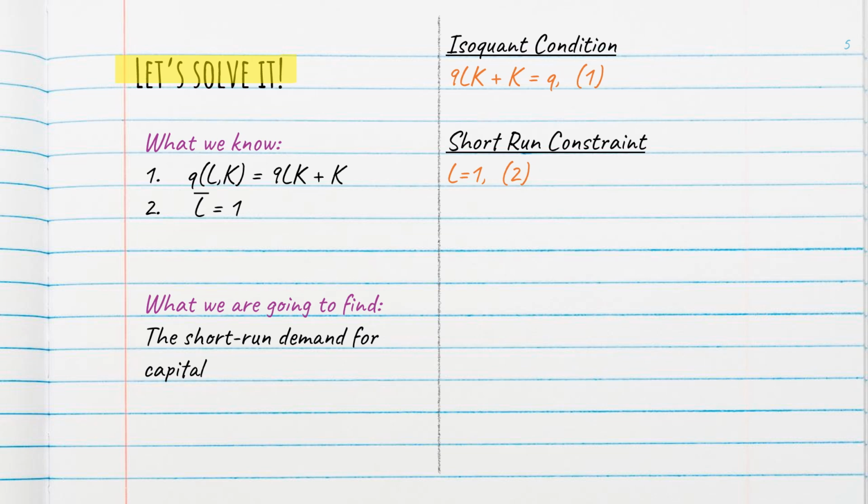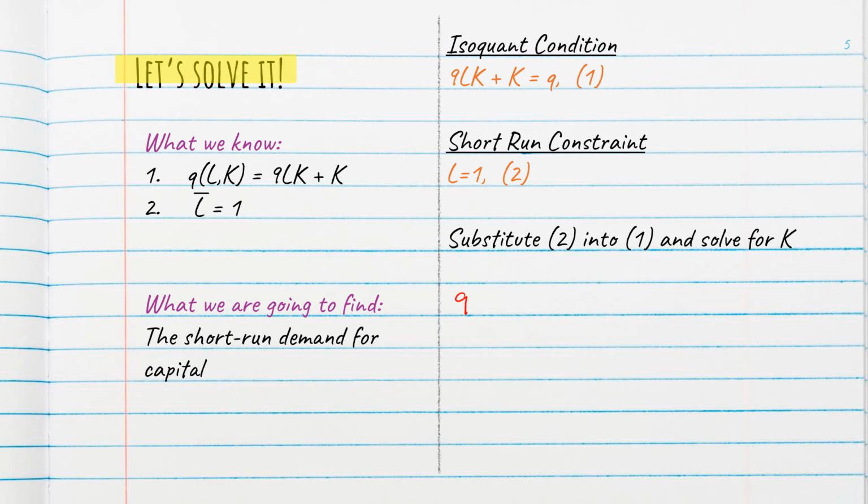So in order to solve for the short-run demand for capital, we're going to substitute 2, our short-run constraint, into 1, our isoquant condition, and then solve for K. And K will depend on Q, the unspecified output goal.